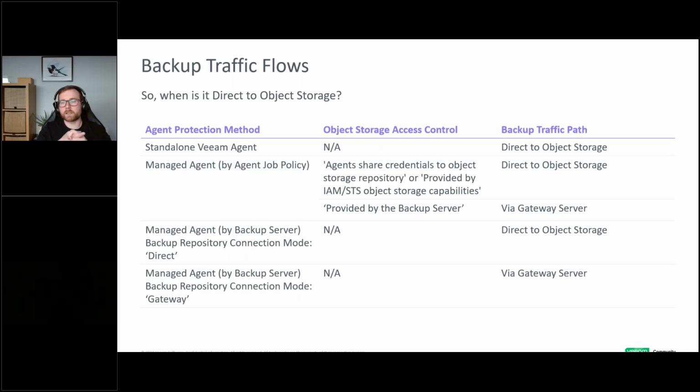If you're using a standalone Veeam agent, you're always going to be communicating directly. If your Veeam agent is managed by an agent job policy, then your object access controls will determine the communication path.